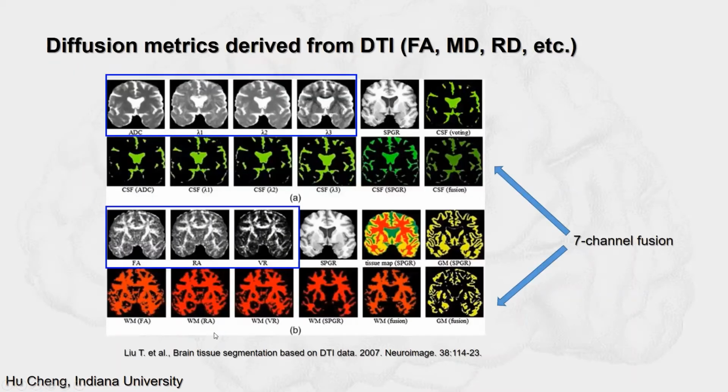Okay, so back in 2003, Liu et al. first applied 7-channel fusion on parameters derived from the diffusion tensor and showed reasonably good segmentation results. They used ADC and the eigenvectors of the diffusion tensor, along with FA, RA, and VR. Together, the 7-channel fusion gives much better results than those using these parametric maps alone.